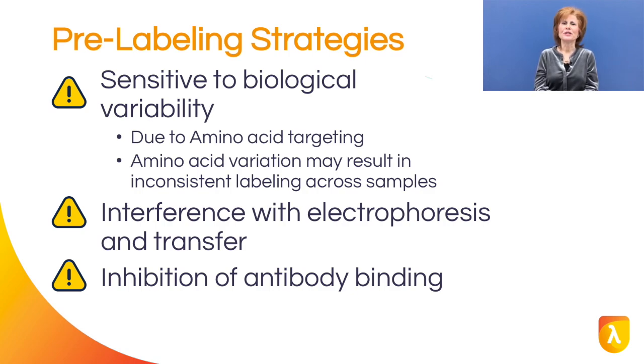Chemical modification of epitopes can introduce variability in a variety of ways. First, as discussed earlier, labeling can be variable due to amino acid composition of sample proteins. Secondly, it can interfere with electrophoresis or transfer. And finally, it may also inhibit antibody binding.